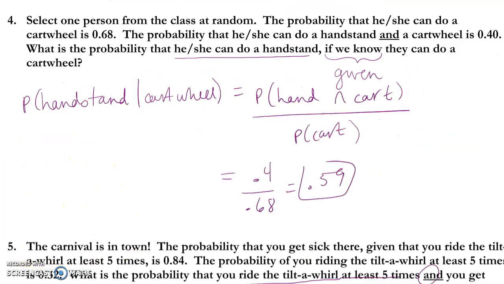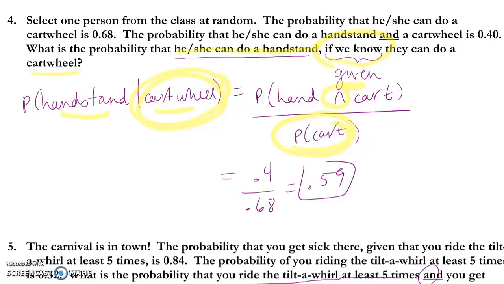Okay, in our last examples, we have a lot of words going on here, different things that can trick us. What we want to do is pick out the important parts. So we want to know the probability that this person can do a handstand if we know, which means given, they can do a cartwheel. So we start off with our order. Probability of handstand given cartwheel means handstand and cartwheel divided by whatever is after the bar goes under the bar, probability of a cartwheel. And from here, we just pluck those values out of the problem and we divide to get our answer.